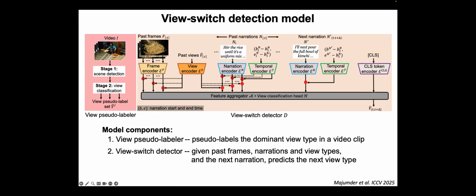To use this model for view selection, we just use the frame encoder to also encode the frames from all future views and pass these encoded features to the feature aggregator in addition to the other features that are already there for the view switch detector. And finally, we fine tune a pre-trained detector on a small set of best view labels for the task of view selection. For more details, please check out our paper.